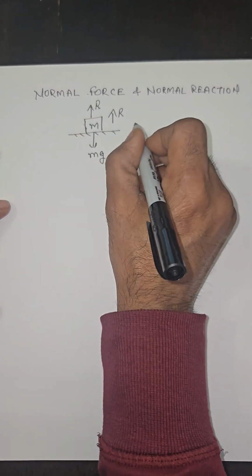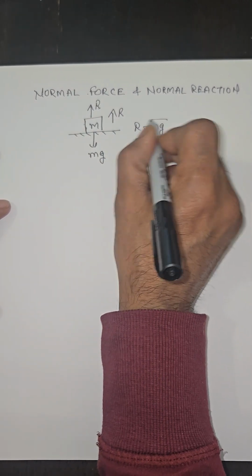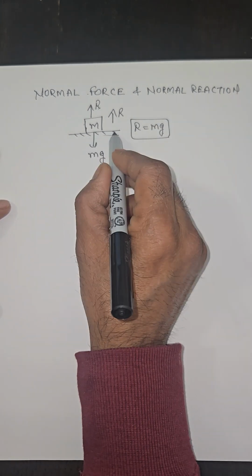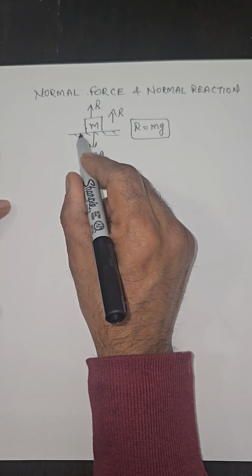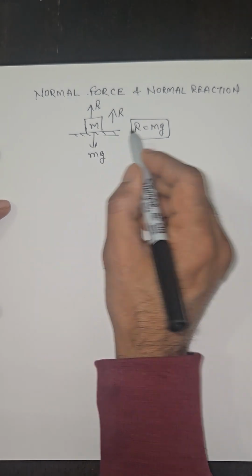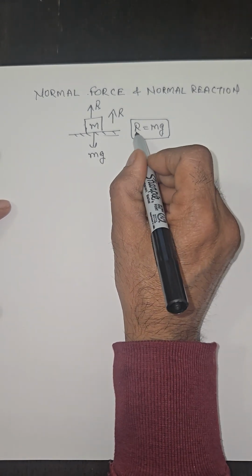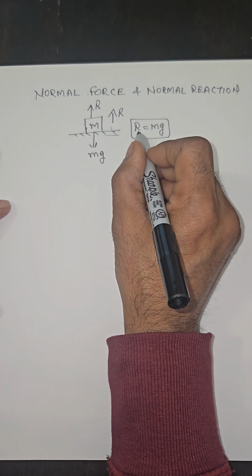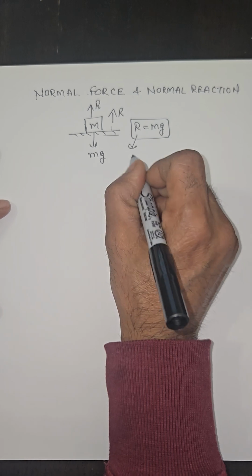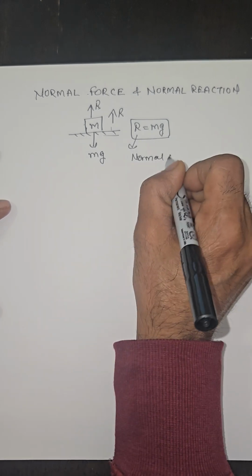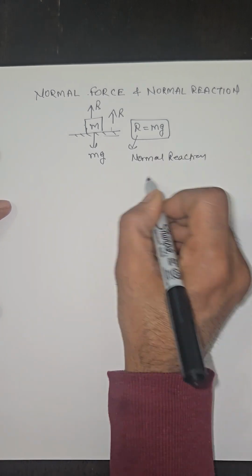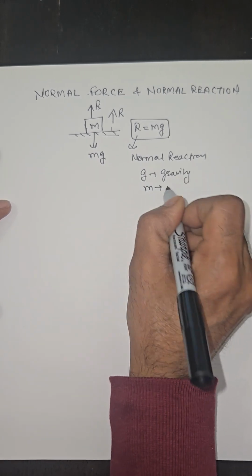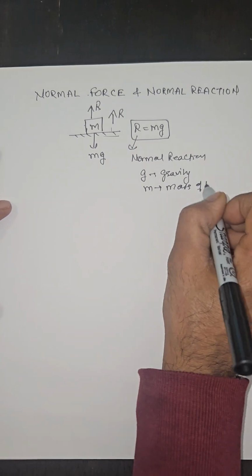reaction balances this weight. As long as this weight is balanced by the rigid spot, the object will be in stable equilibrium. So this normal reaction that acts on a mass m by a rigid body is called normal reaction or normal force. Here g is gravity and m is the mass of the body.